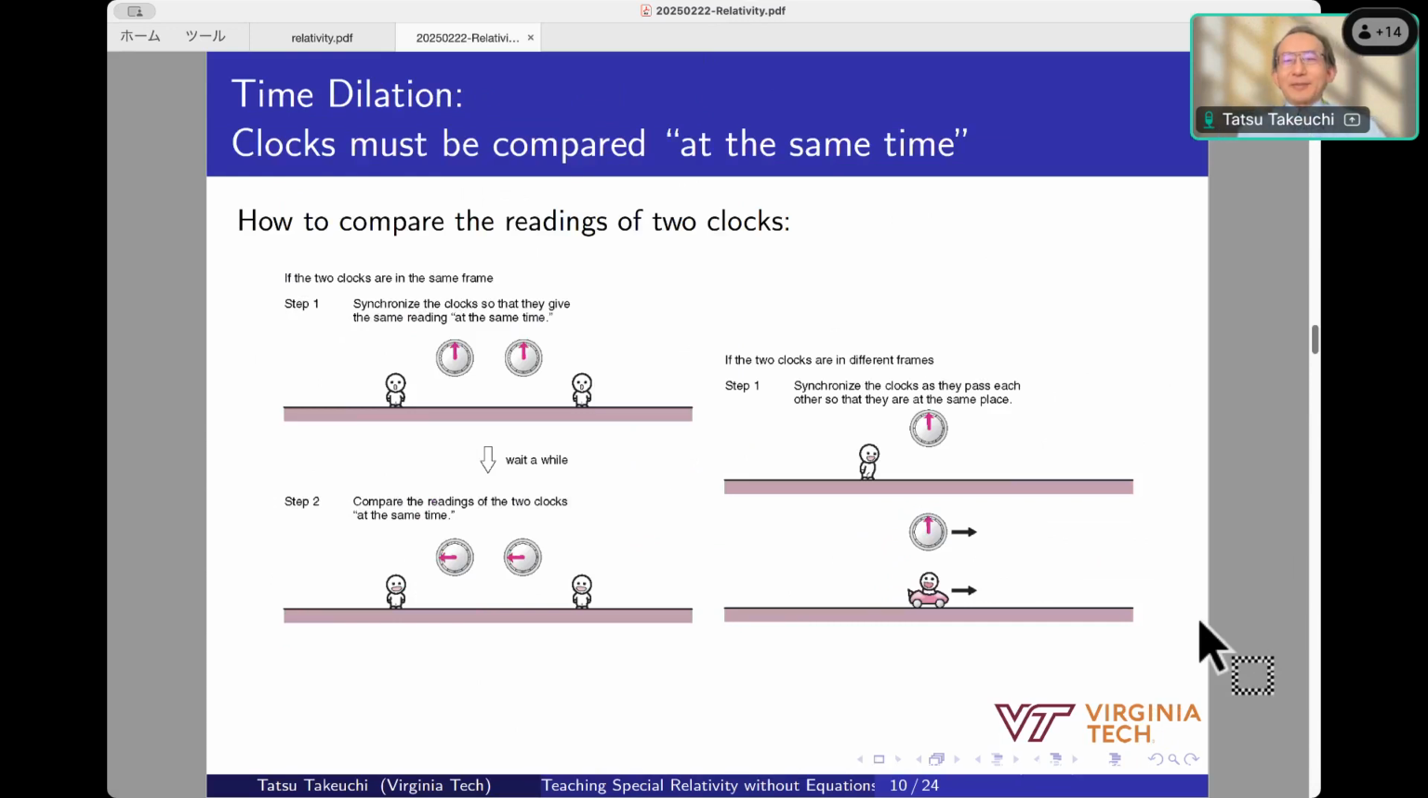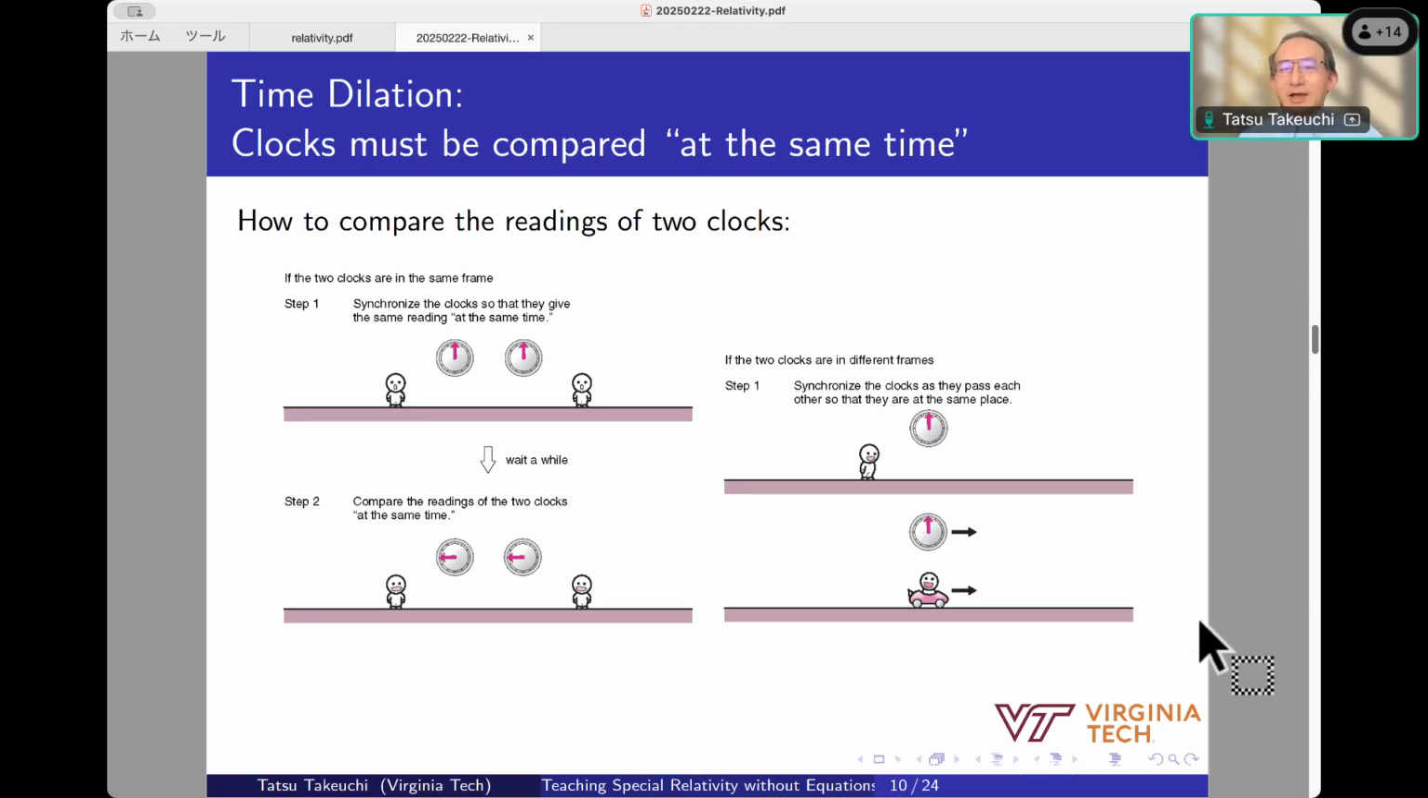Okay, so now that we have the basic idea of how Lorentz transformations work, I would like to explain what time dilation is. When we are talking about time dilation, we're basically comparing the reading of two clocks to see if they are running at the same rate or not. You may think that I'm pointing out a very trivial point, but if you are comparing the reading of two clocks, you have to compare the readings of the two clocks at the same time, right?